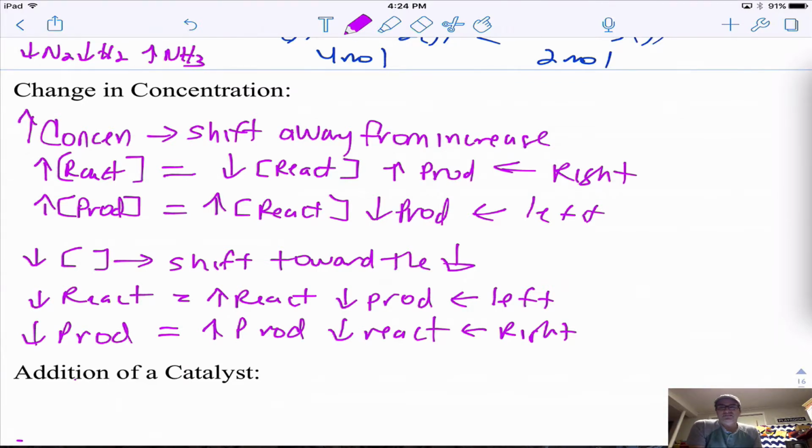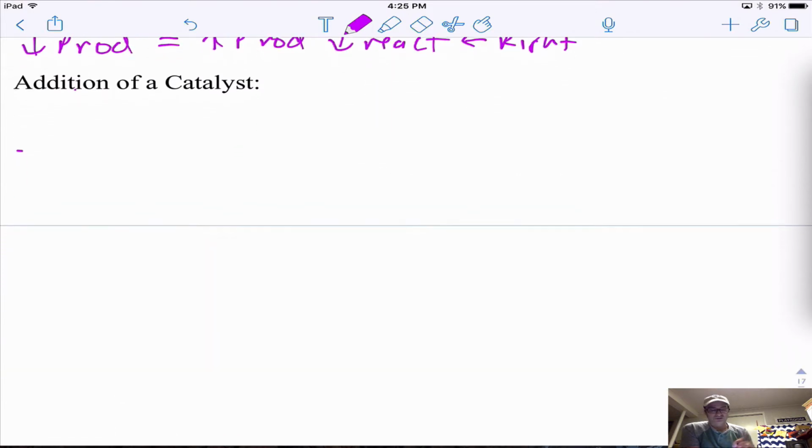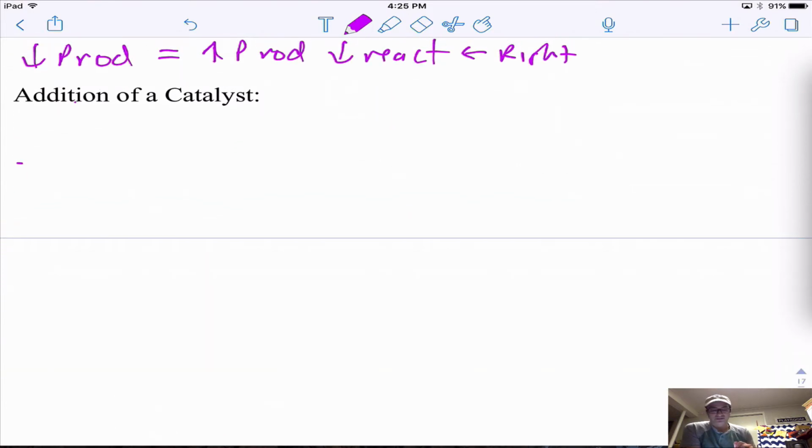So this seemed easy for people last year when they were doing this. And again, it's not meant to be that challenging for you. But the idea is that you understand which way you actually shift and what's going on. One last stress, or non-stress really, is addition of a catalyst. With addition of a catalyst, there's no shift that occurs.